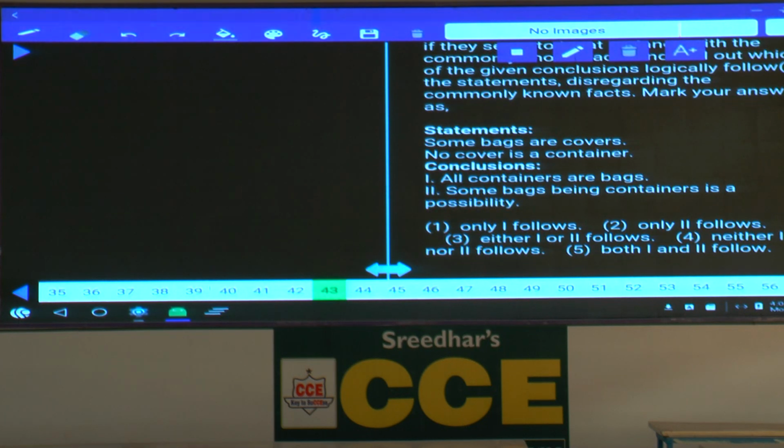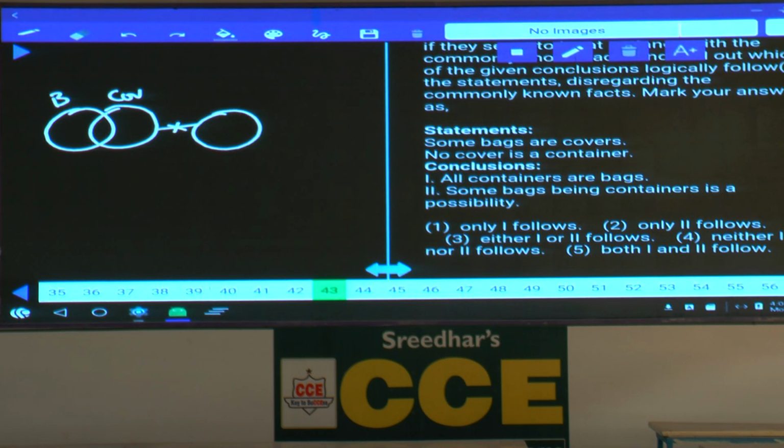Then 43, some of the bags are covers. Some bags or covers can be written like this, and no cover is a container. First one, all containers are bags, that is false. Some bags are containers is a possibility.